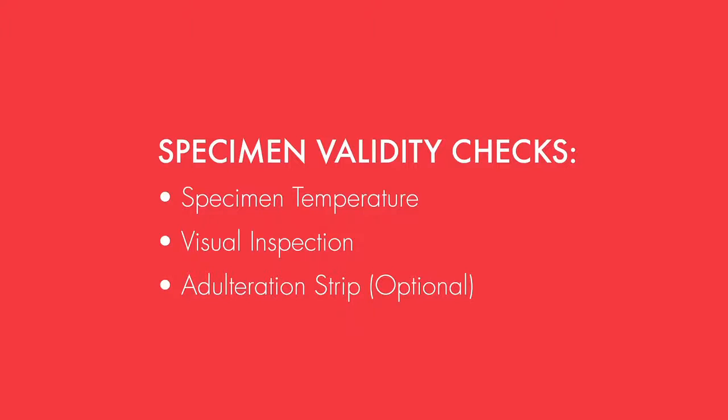Step 4. To ensure that the urine collected is valid and has not been tampered with, use the following validity checks: specimen temperature, visual inspection, and the indications from the optional adulteration strips offered with StatCup.